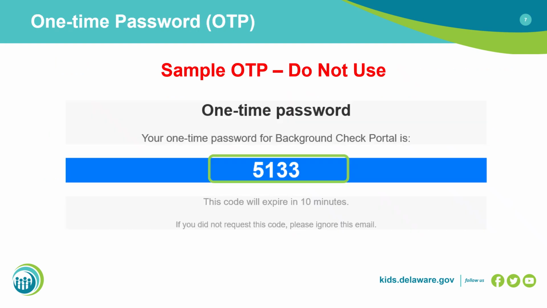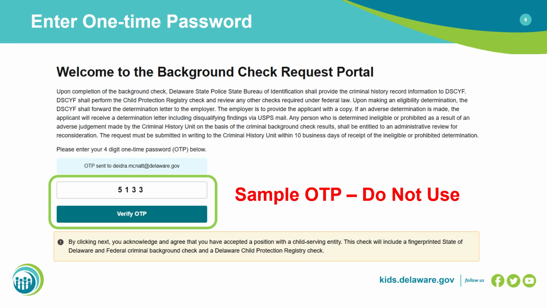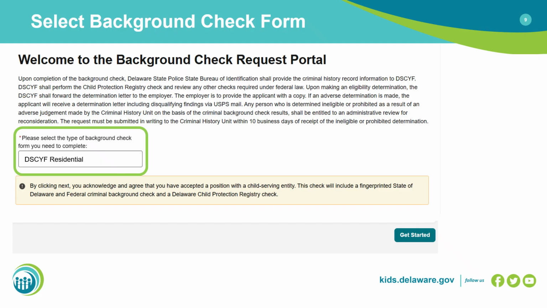Upon clicking Send OTP, a 4-digit password is sent to the email address entered. Return to the home page, enter the one-time password, then click Verify OTP. Select the DSCYF residential form from the Choose Item drop-down list, scroll down, then click Get Started.